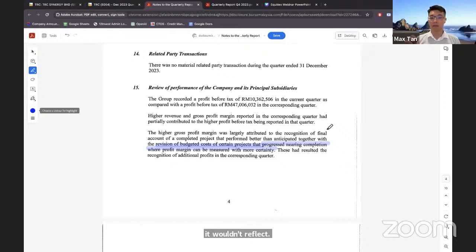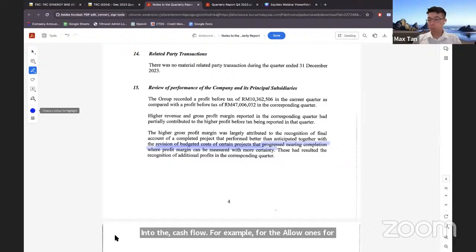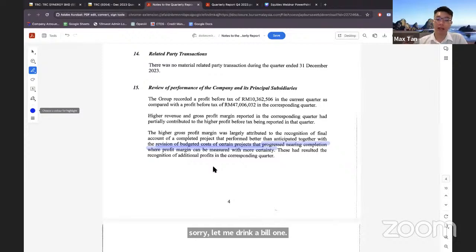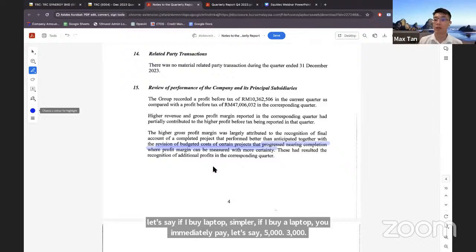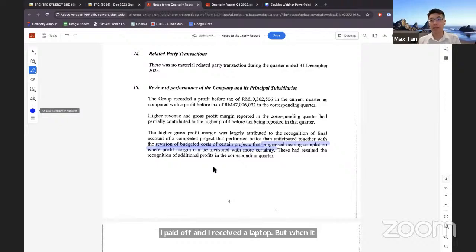For example, for the allowance for trade receivable, sorry, let me drink a bit of water. Okay, sorry. For example, let's say depreciation, right? If you buy a property or buy machinery, by right, my cost involved is, let's say I buy a laptop, simpler. If I buy a laptop, immediately I pay, let's say 5,000, 3,000. I pay it off and I receive the laptop. But when I put it into account, then it's something different.